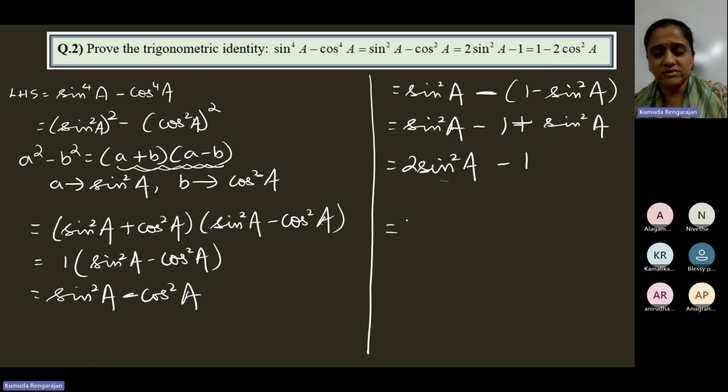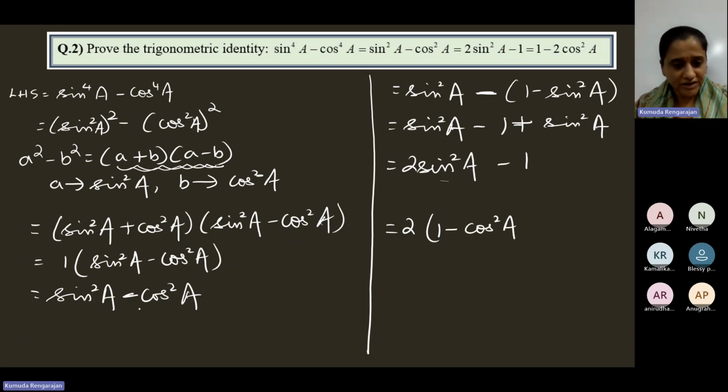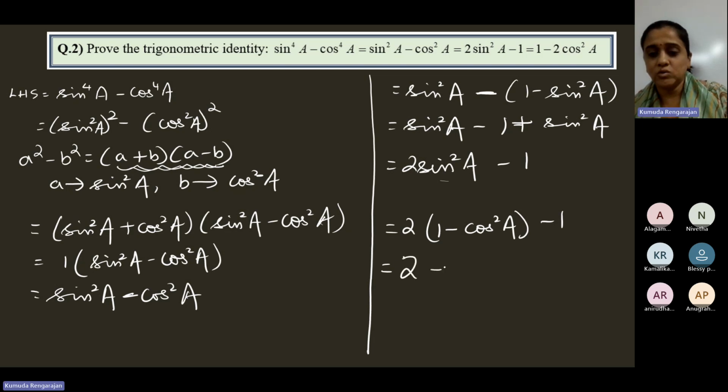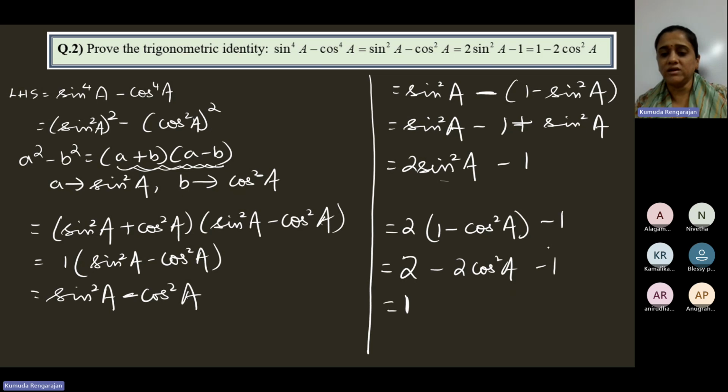So if you want to continue with this, what is sine square a? 1 minus cos square a. Sine square a is 1 minus cos square a. I said you can also take up this again and do it like this. Okay, so we are continuing. So 2 into 1 minus cos square a minus 1. So this is 2 minus 2 cos square a minus 1, because 2 into 1 is 2, minus 2 cos square a minus 1. So 2 minus 1 is 1. 1 minus 2 cos square a.